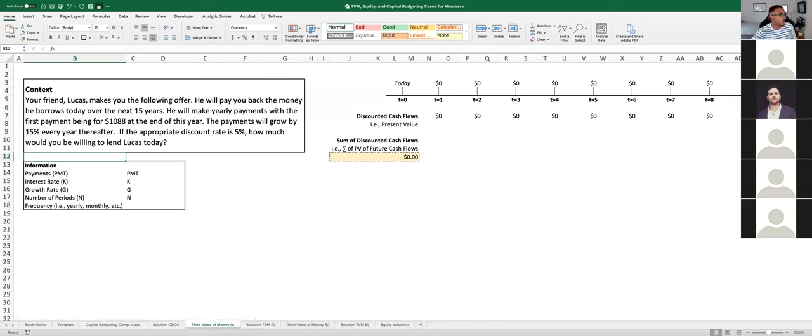lend Lucas today? So with that, we're gonna try to find the most important things to remember as of right now. And then maybe I'll even show you, if you guys remember, but you could look at the recording, what type of checklist we want when we do a time value of money question. So we'll do both approaches.